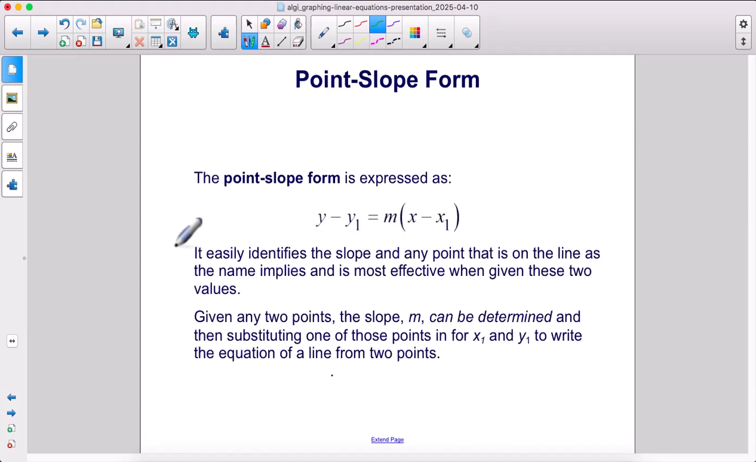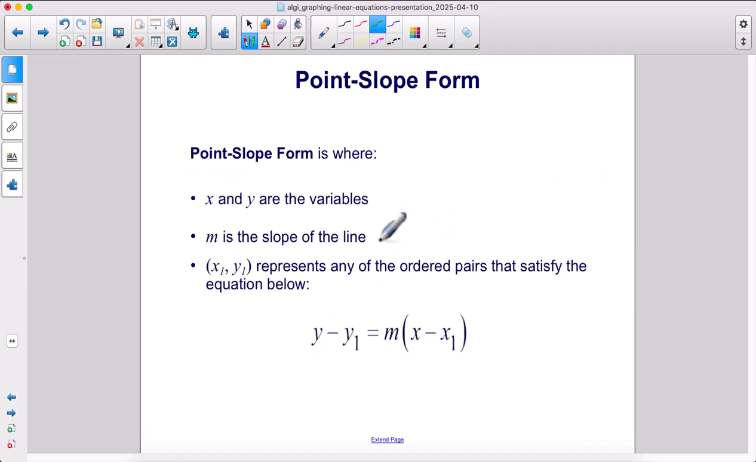Point slope. The point slope form is expressed as y minus y1 equals m times x minus x1. It easily identifies the slope and any point that is on the line, as the name implies, and is most effective when given these two values. Given any 2 points, the slope m can be determined, and then substituting one of those points in for x1 and y1 to write the equation of a line from 2 points.